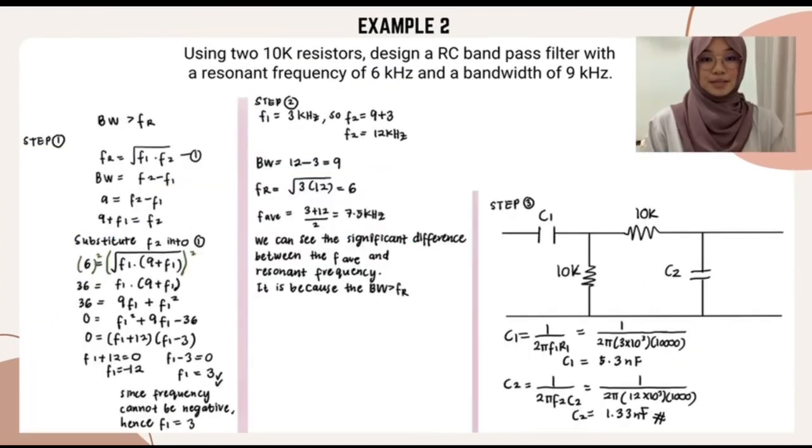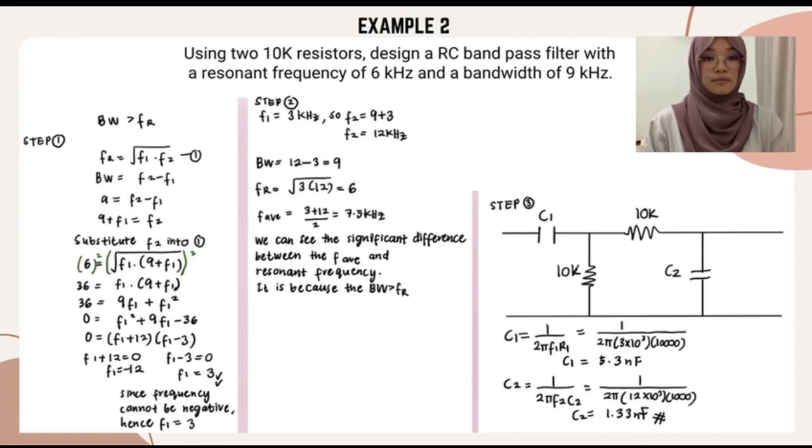Example 2. Using 10K resistors, design an RC band pass filter with a resonant frequency of 6 kHz and a bandwidth of 9 kHz. From the information, the bandwidth is larger than the resonant frequency. The resonant frequency is square root of F1 times F2, and the bandwidth is F2 minus F1. We have two equations and two variables, which means we can solve this. So let's replace the BW by 9.